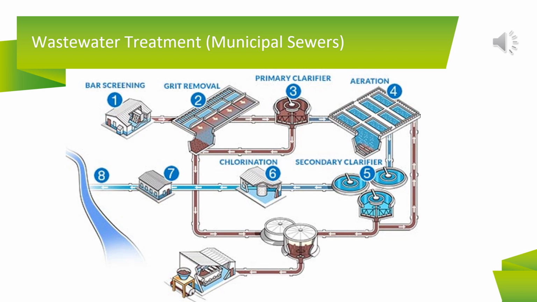When you look at the diagram you see here, stages 1, 2, and 3 are considered primary wastewater treatment. Primary treatment is largely a physical process. This physical process requires bar screening, or the removal of large debris through a screen. Once that large debris is removed, the water moves through to what's called the grit removal, or the settling tank.